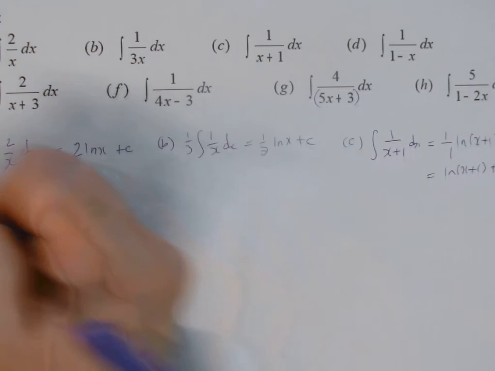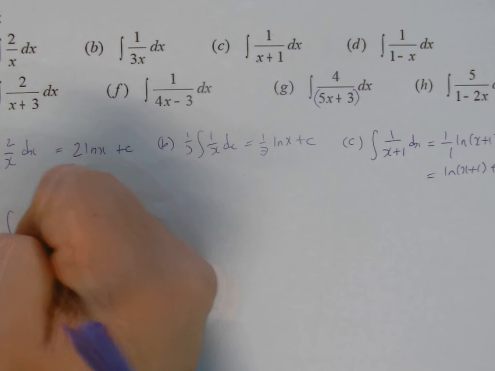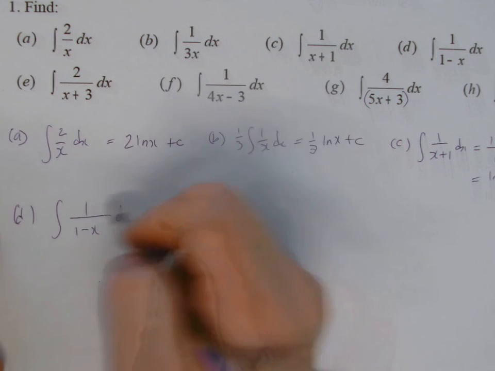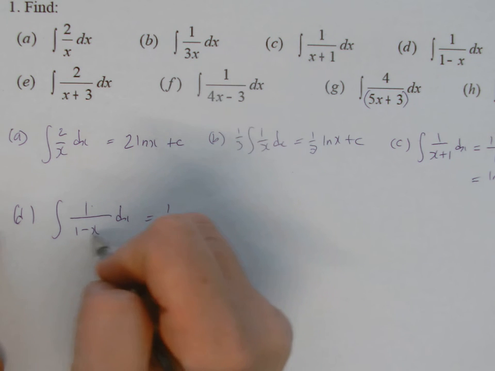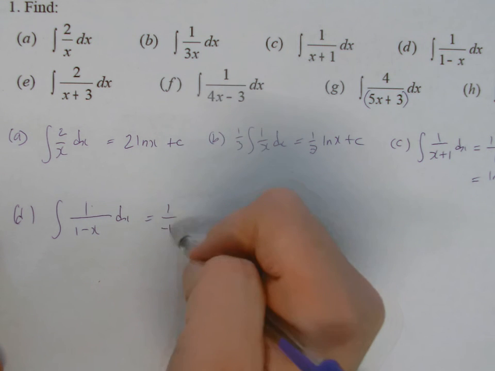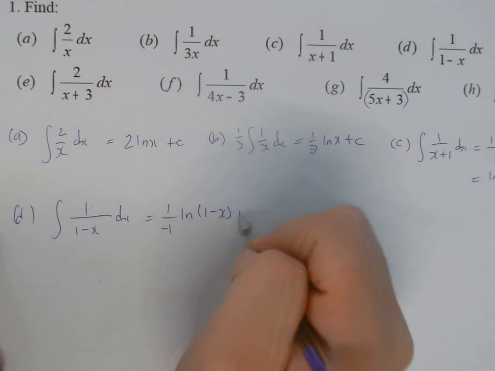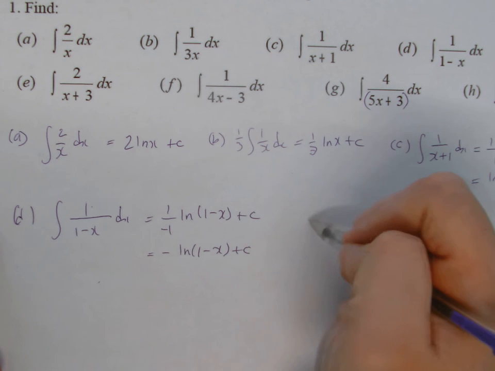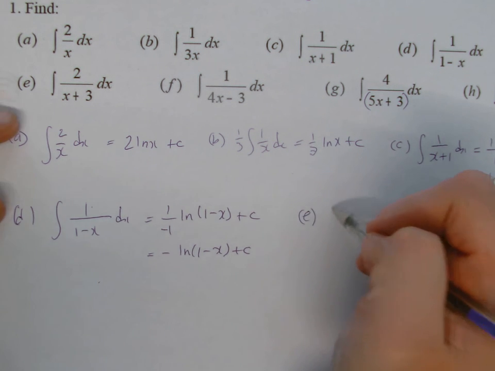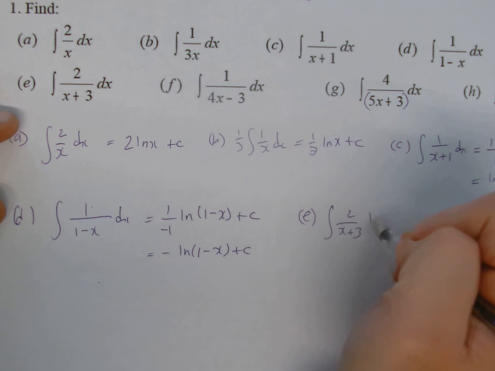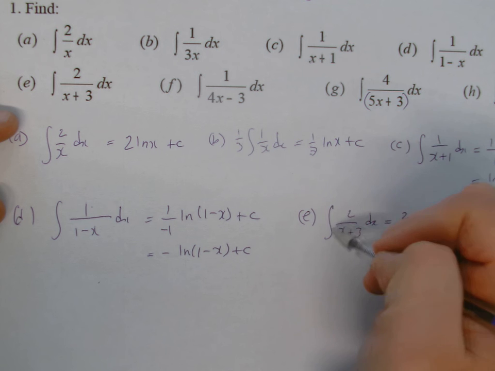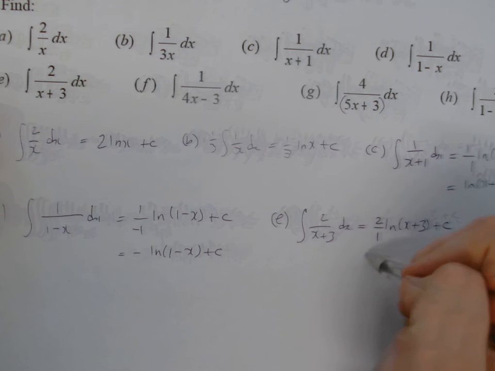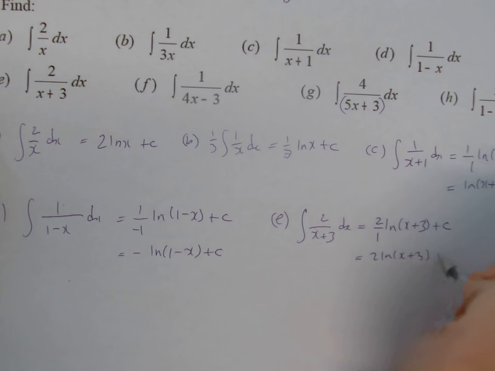When it comes to d, notice d here, again it's linear on the bottom. Now, you've got 1 on the top here, but you've got minus 1 in front of that x, haven't you? Okay, so it'll be 1 over minus 1 ln 1 minus x plus c. And of course, this becomes minus then, doesn't it? Minus ln 1 minus x plus c. Okay, e. Let's look what we've got at e here. We've got 2 on the top here, and next to the x, then you've got a 1. So it'll be 2 ln x plus 3 plus c.